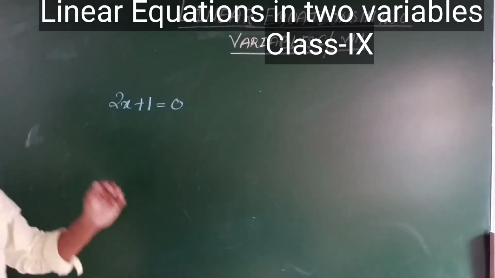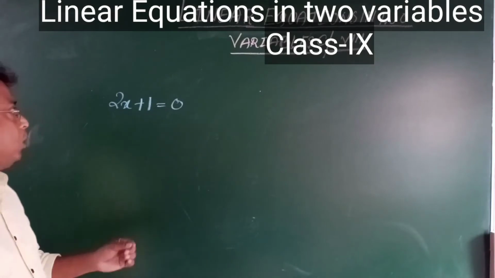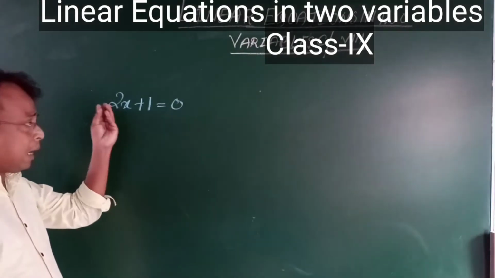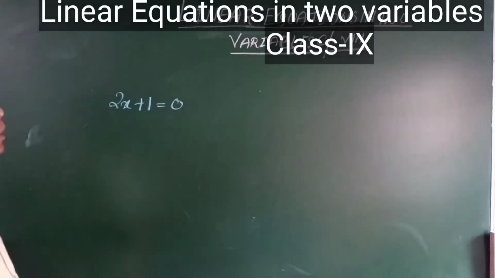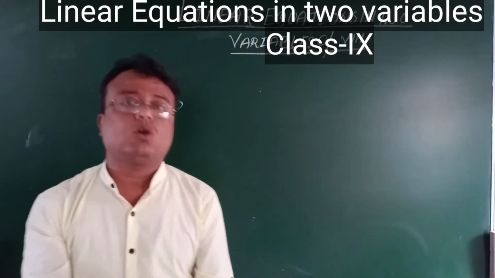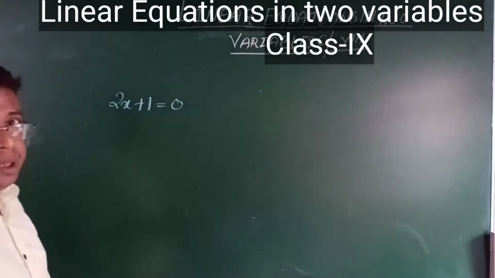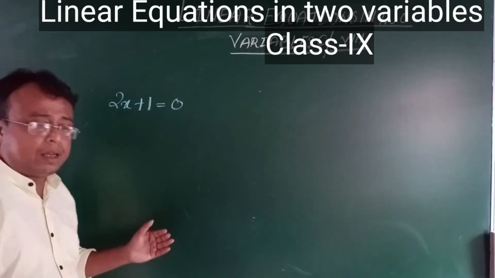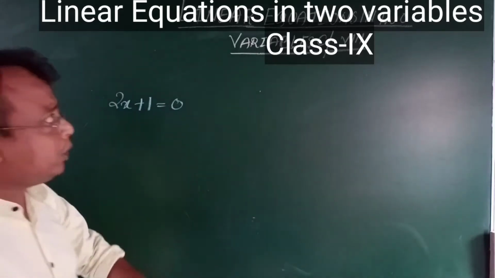2x + 1 = 0 is a linear equation in one variable. Why is it a linear equation in one variable? Because the degree of this equation is 1, that's why linear. And why one variable? Because you see here only one type of variable is there, that is x. You know how to find the solution of this type of equation that you have learned till today. So today we will see linear equations in two variables.